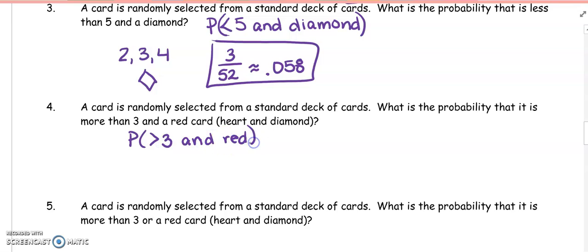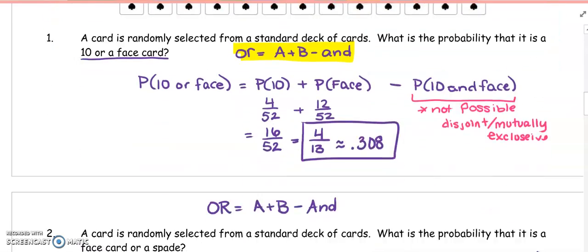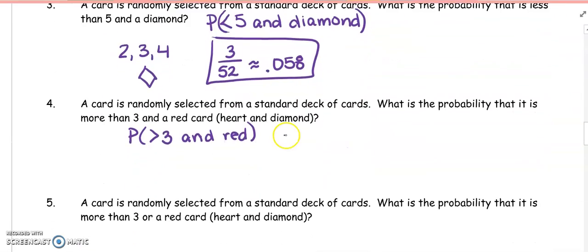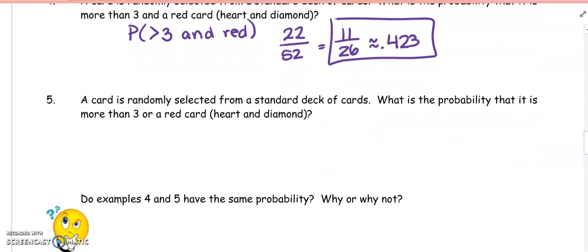to be red. Well, if we take a look, we want it to be greater than 3 and we want it to be red. That's 1, 2, 3, 4, 5, 6, 7, 8, 9, 10, 11 times 2 of them, that will give me 22 out of 52, which I can reduce down to 11 over 26, which is approximately 0.423.